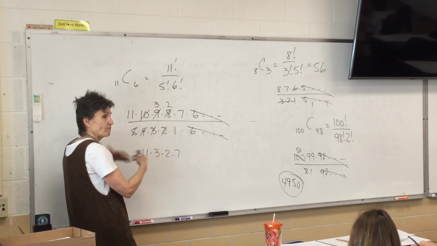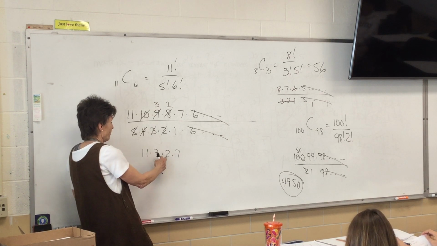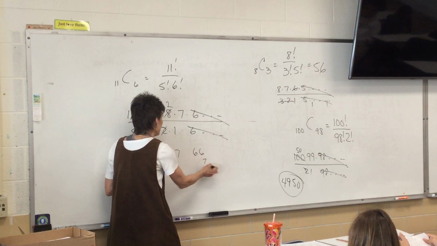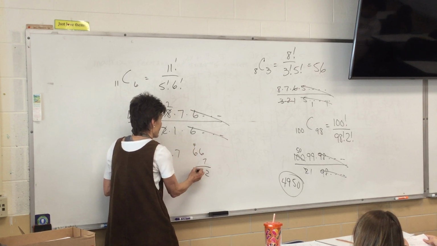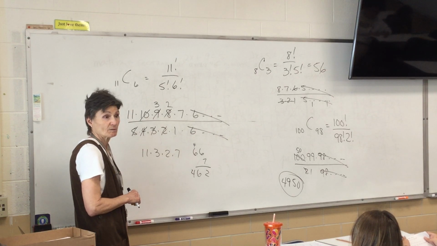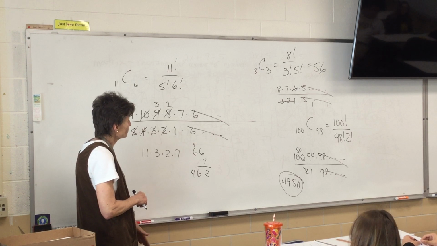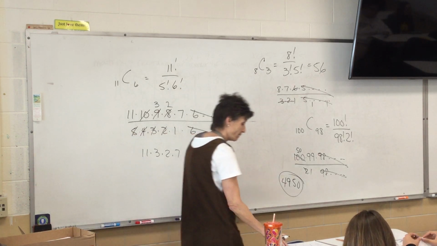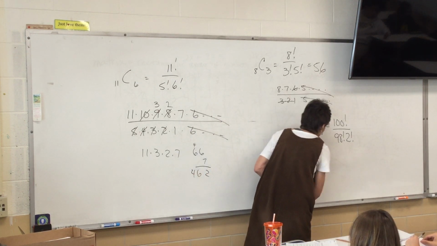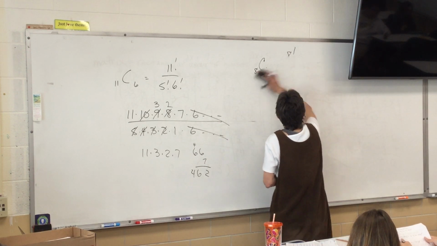So you can do that however it works for you. If you don't have a calculator, you don't have to multiply. But 3 times 2 is 6. So 66 times 7. I got 462, if I multiply it correctly. We love our calculators, for sure. But you need to know how to do these basic ones without.